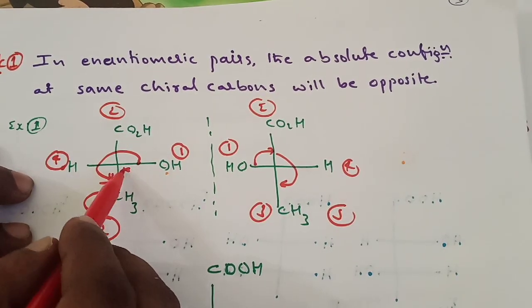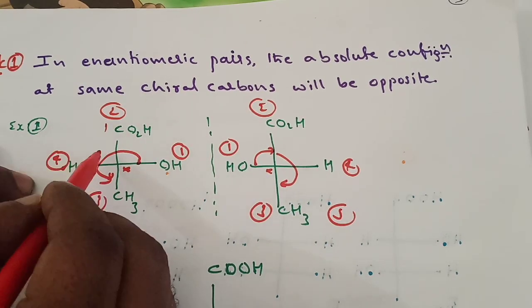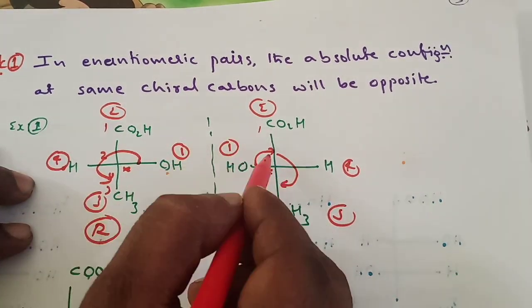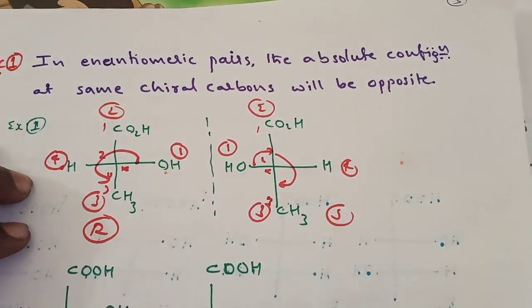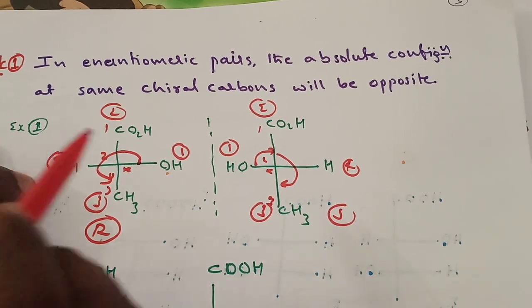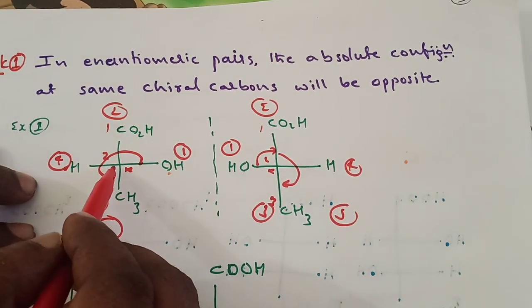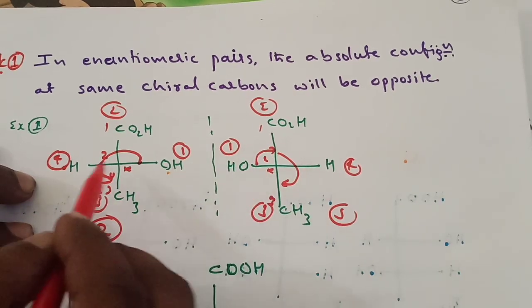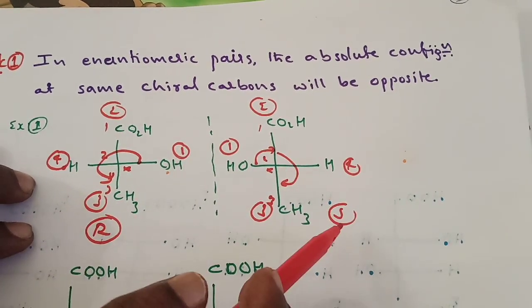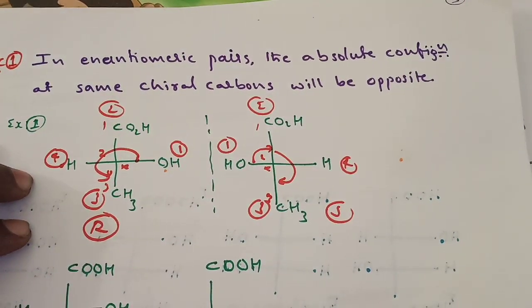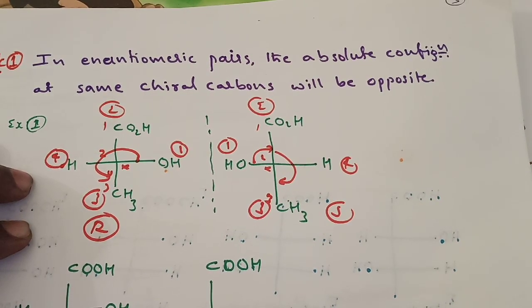So at a given chiral center, first give the numbering to all the carbons in the parent chain. After giving the numbering, here the second carbon is a chiral center, and here also the second carbon is a chiral center. At the same chiral center, the absolute configuration should be different. They are called enantiomers. Like this, you can observe the enantiomers. Simple, right? Very easy, right?